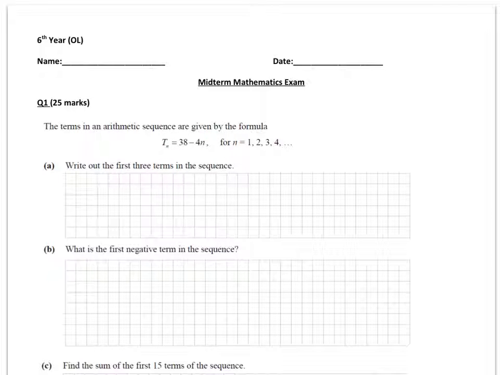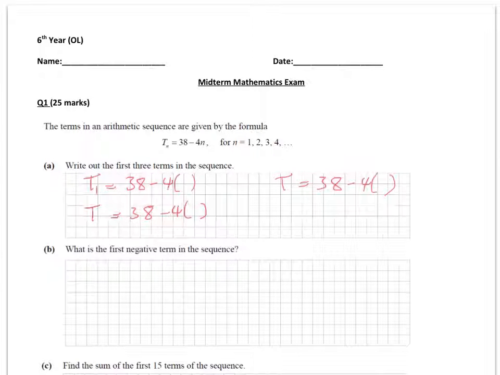Well, all it's asking us to do is substitute 1 into the formula, then 2 into the formula, and then 3 into the formula. So we just substitute the various different values in. So for T1, we put 1 into there. For T2, we'll put 2 instead of the n value, each time. And T3, for the third term, we're going to put 3 into there.